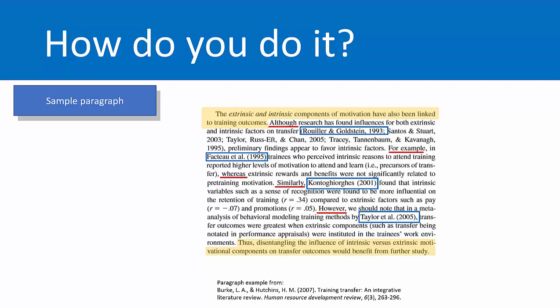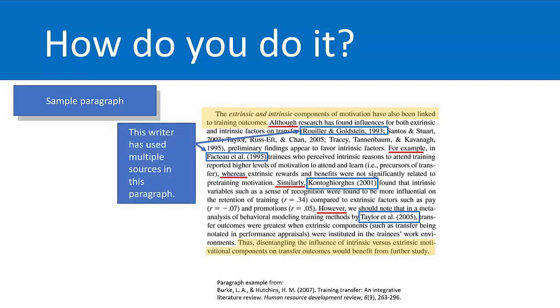This author is writing about factors that influence an employee's motivation while they're in training. One of the factors or themes that the author of this paper identified in their readings focused on the concept of intrinsic versus extrinsic motivation. So this paragraph focuses on intrinsic versus extrinsic motivation. They've used multiple sources in this paragraph on that theme.